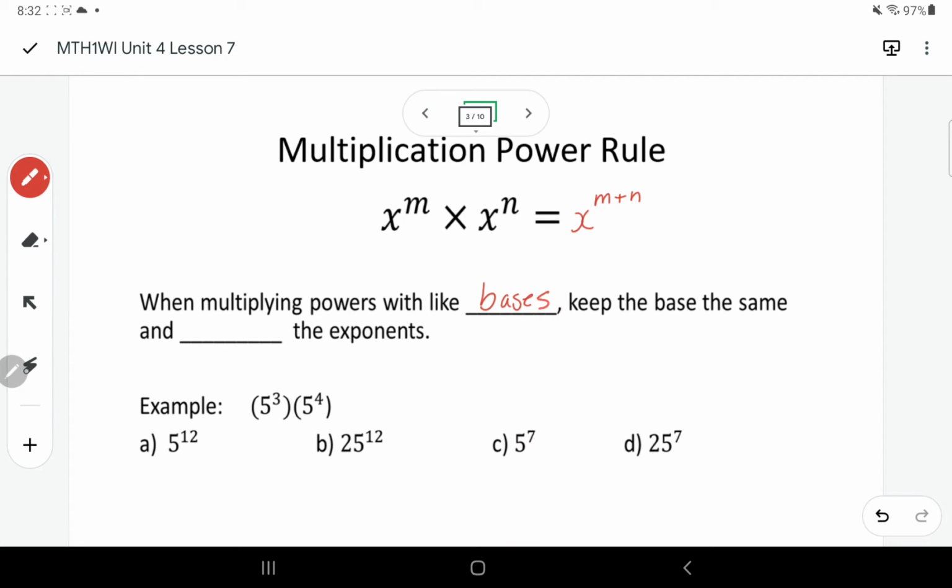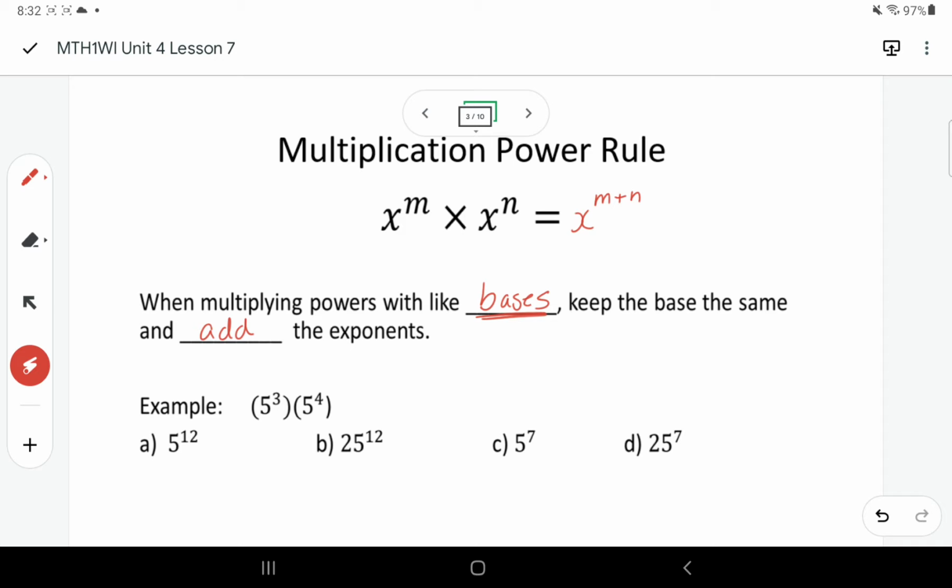If you're multiplying powers with like bases, again, they have to be the same. Keep that base equal and add the exponents. So here's an example down here of a multiple choice question that could have been from an EQAO in previous years. And this really highlights some of the common errors.